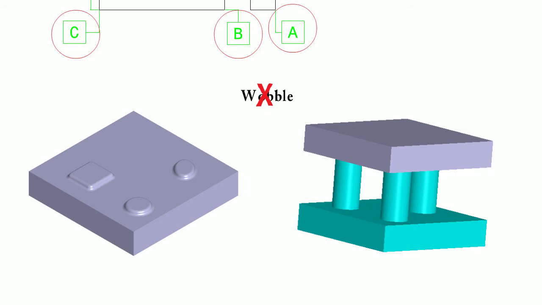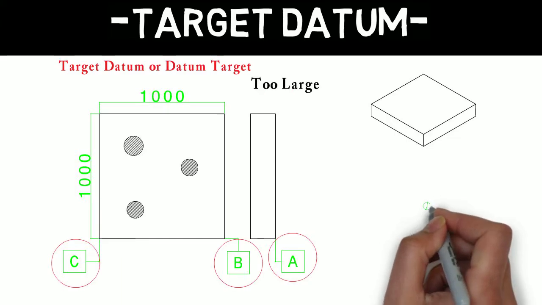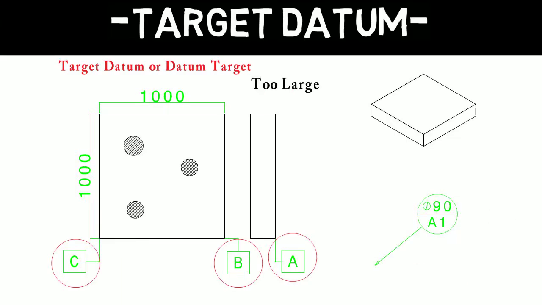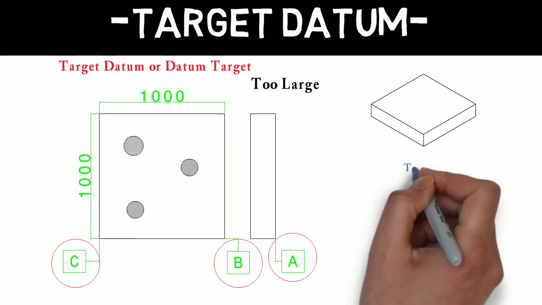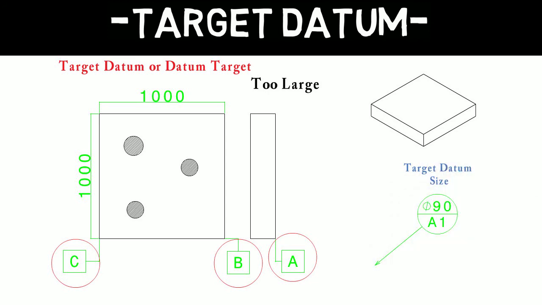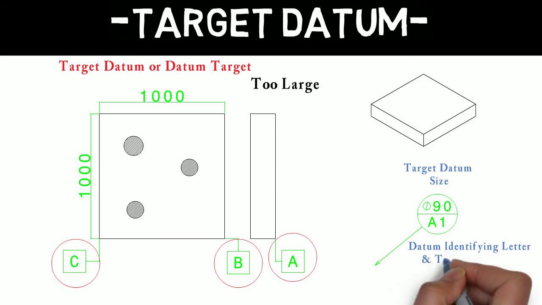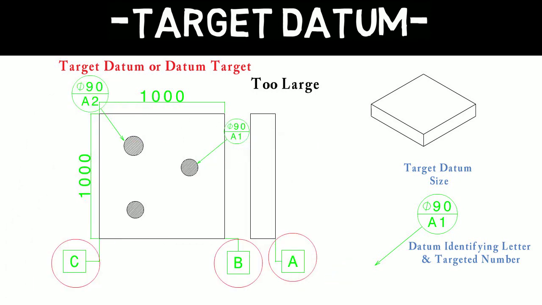So how is it shown by a symbol then? It is shown by this symbol. Here in the upper half circle, we write the size of the targeted datum and below it the datum identifying letter and targeted datum number. Here it's 590 and A1. Here it's 590 and A2, and it's 590 and A3.